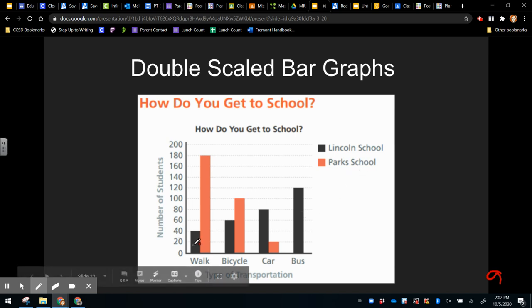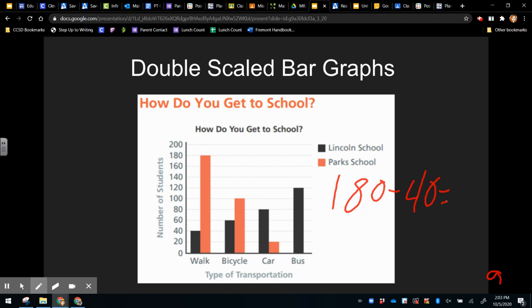I can also then compare that information. How many more students from Parks School walk to school than from Lincoln School? So 180 and 40. How much more is 180 than 40? I can do a couple things to figure that out. I could count on. Like I've got 20, and these are by 20s, right? So I could count by 20s and go 20, 40, 60, 80, 100, 120, 140. I could also do 180 minus 40, and that is 140. So I get 140 students either way.